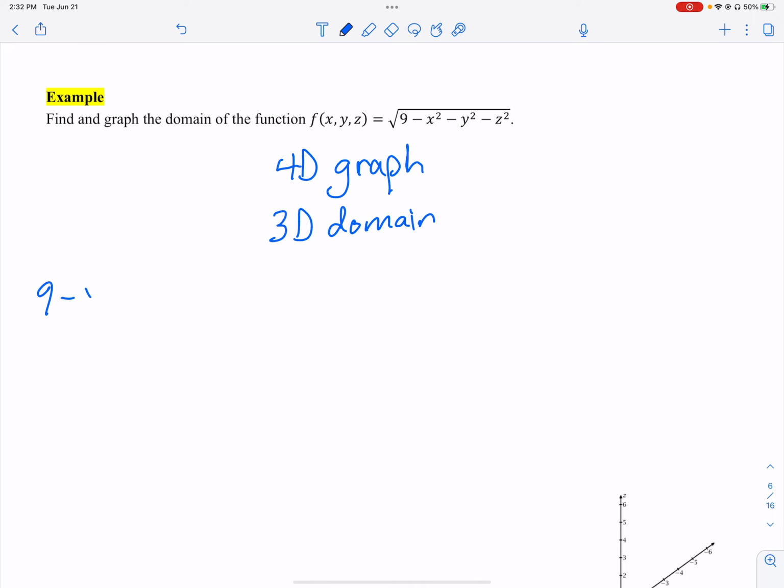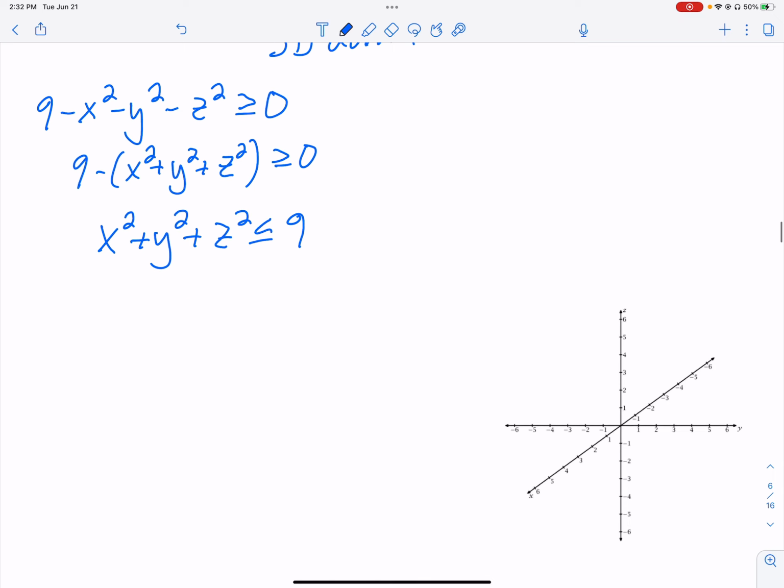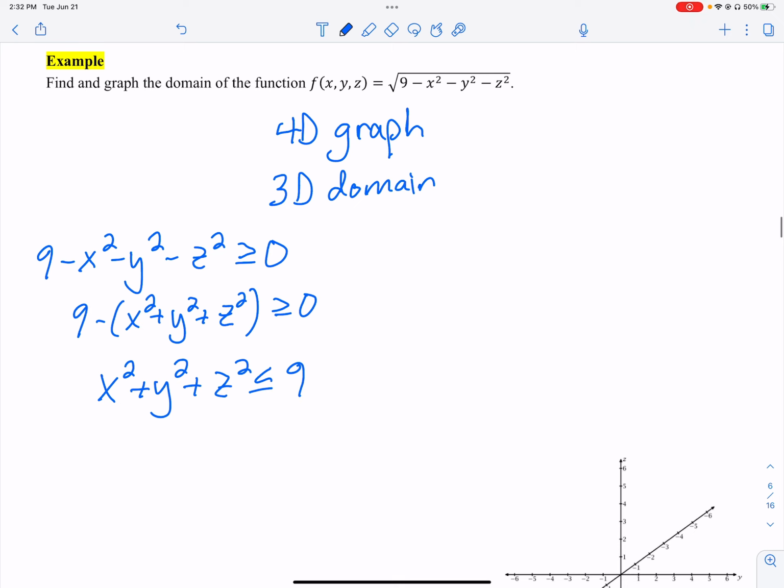I know that the inside there, because it's the square root, the inside must be greater than or equal to 0. It can be 0. It's not in a denominator this time. That's 9 minus. I'm going to go ahead and add all these together and just minus it at once. This is so I can take it to the other side. So this tells me that, and I'll get rid of the parentheses now, x squared plus y squared plus z squared is less than or equal to 9. Okay, hopefully you know what that is. We've done a lot of work this semester, really quickly though. That is a sphere. Right, this makes sense. 3D domain. Our domain is that sphere.